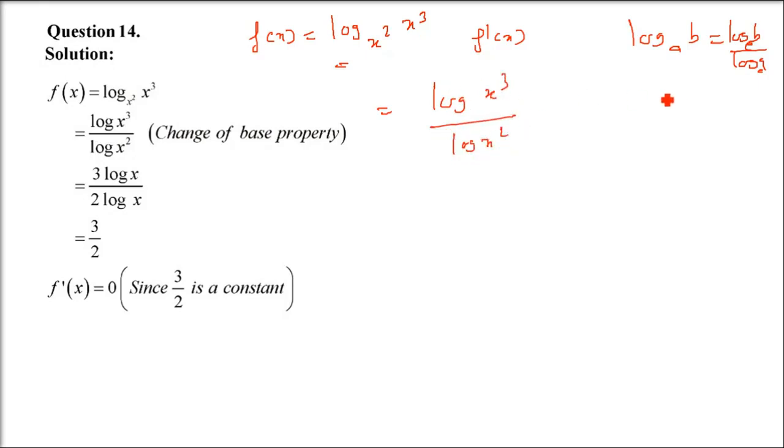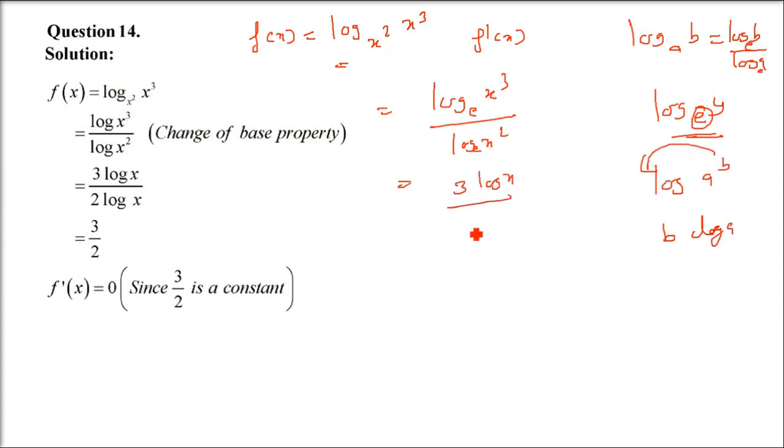So the question is, why do you do this? Because log is only differentiable when it is having base e. Please be very careful. Base has to be e. And what is the power? Log a raised b is b log a. So we can write it as 3 log x. I'm not writing base e, okay? So 2 log x gets cancelled. 3 by 2 is the constant. And differentiation of a constant is a 0 value. This is f dash x.